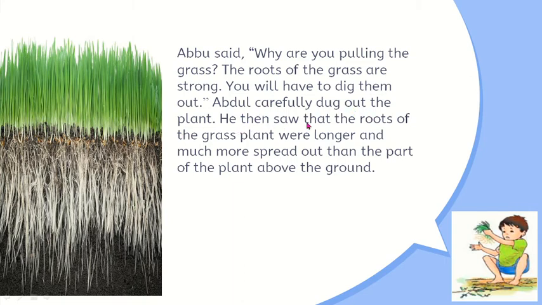He then saw that the roots of the grass plant were longer and much more spread out than the part of the plant above the ground. As you can see in this picture, the roots of the plant are longer in comparison to the plant above the ground. So these are the fibrous roots. It is not easy to pull out these roots, so we have to dig out the plant.